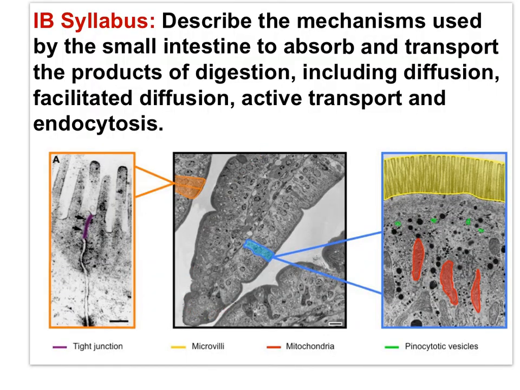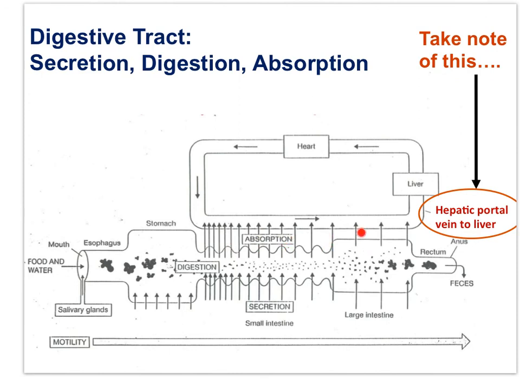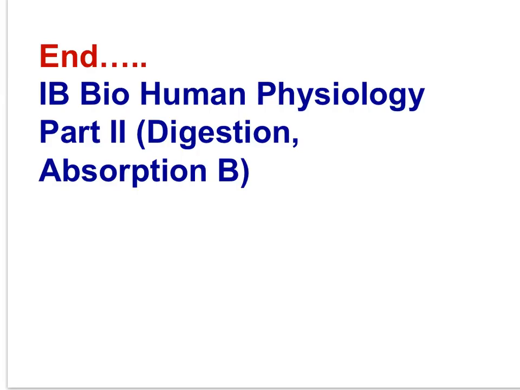So the villi and the microvilli provide immense surface area for the absorption of the products of digestion, and the epithelial cells of each villus are engaged in diffusion, facilitated diffusion, active transport, and endocytosis, pinocytosis, as they move monomers, mineral ions, and vitamins toward the bloodstream. And once those nutrients get to the bloodstream, the circulatory system moves them to the liver for processing. And that brings us to the end of IB Bio Human Physiology Part 2, Digestion, Absorption, B.